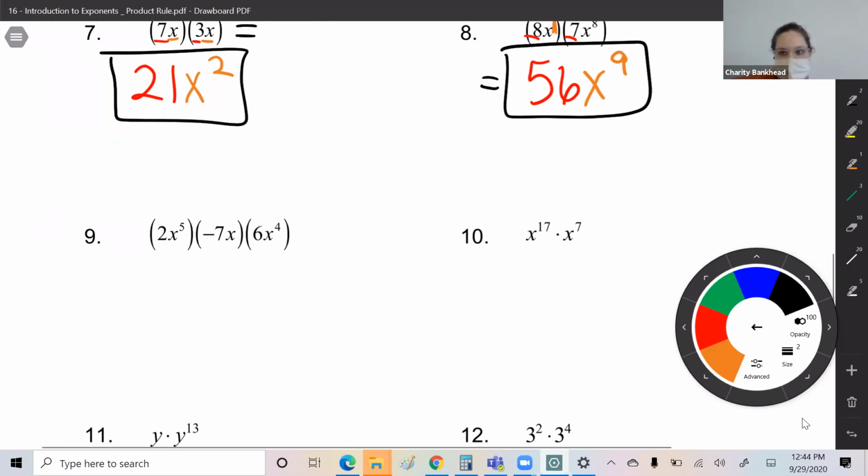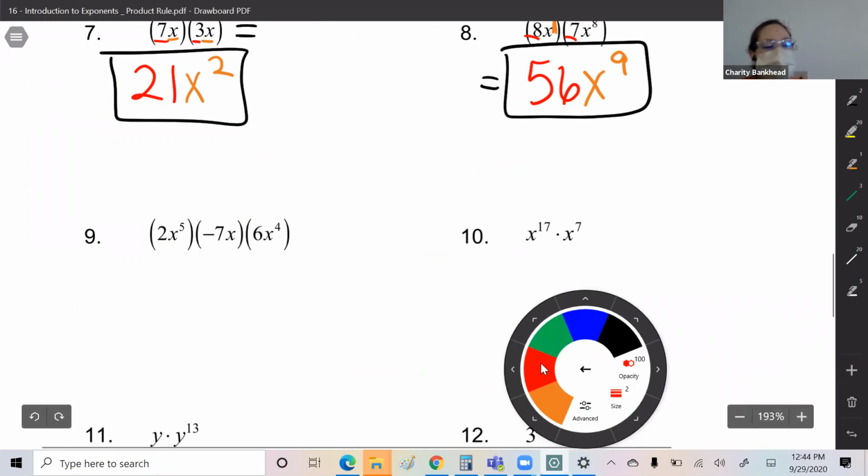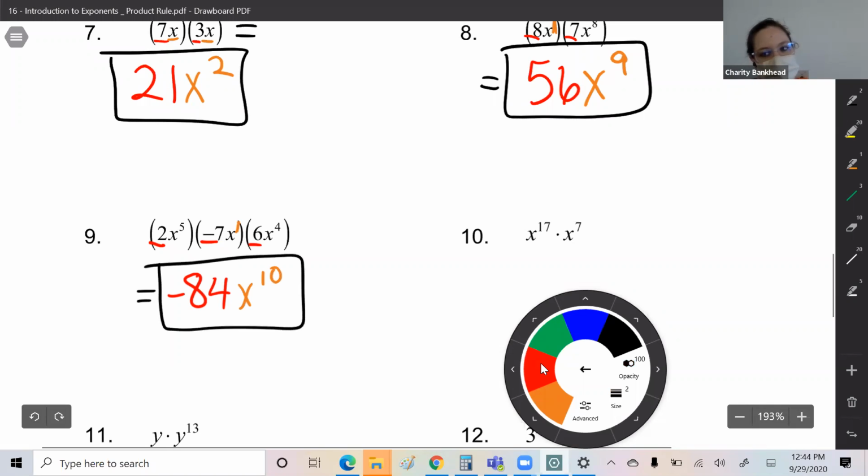Number 9. All right, so 2 times negative 7 times 6. Let's see. I know that's going to be a negative. Let's see. 7 times 6 is 42. Times 2 would be 84. So negative 84. And then I've got an invisible exponent of 1 right there. And then 5 plus 1 plus 4, it would be 10. So it's x to the 10. So negative 84 x to the 10.